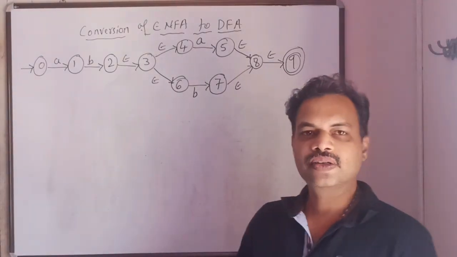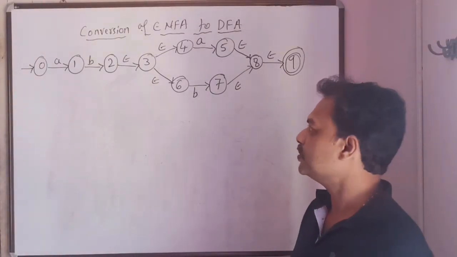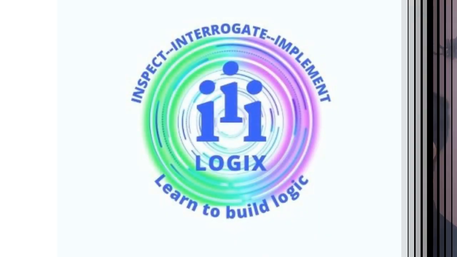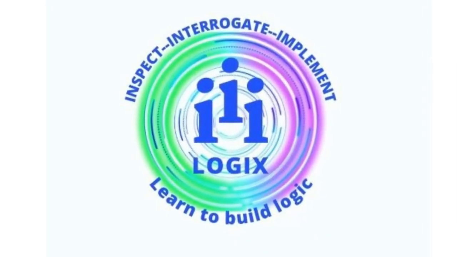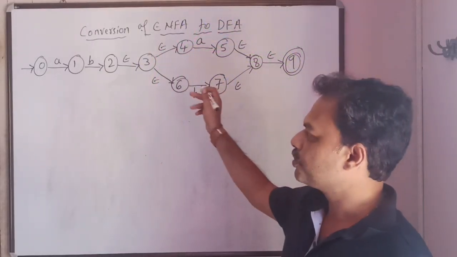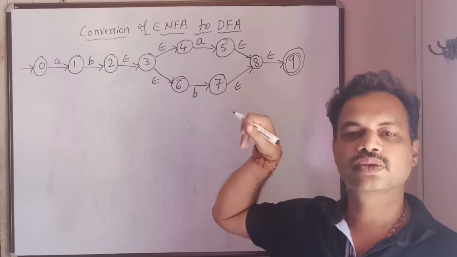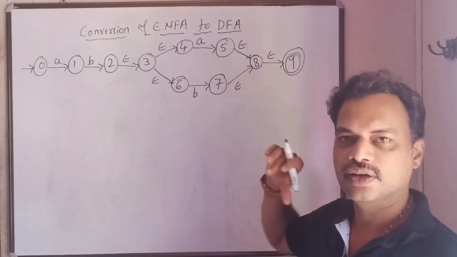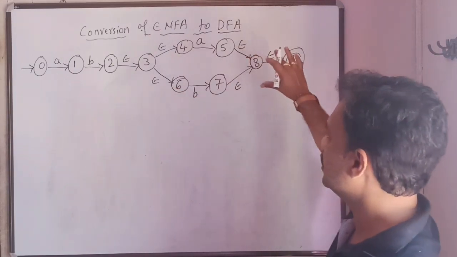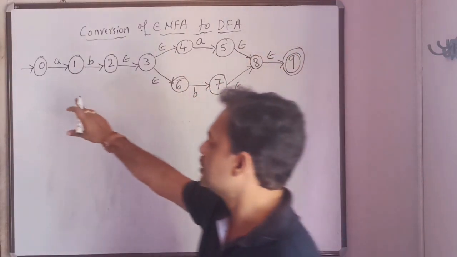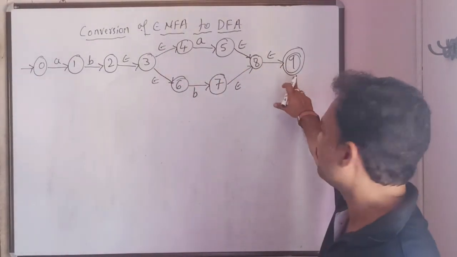So in this video, let us discuss one more problem regarding conversion of Epsilon NFA to DFA. This particular problem has been asked in the VTU examination question paper. So let us solve this. Now we have the Epsilon NFA diagram in front of us. Here we can see this is the start state and this is the final state.